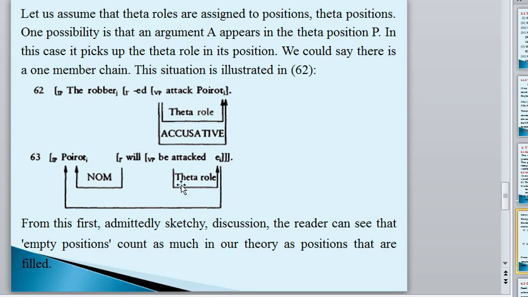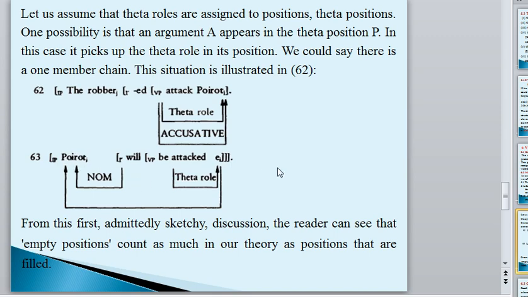NP, and you see here there is a kind of chain between the Poirot and the empty form here. So this is a kind of chain, and this chain has one theta role which was assigned at the bottom of this sentence, and it has one case which is assigned in the first place of the sentence.